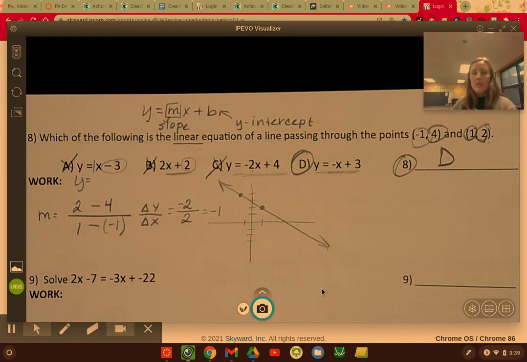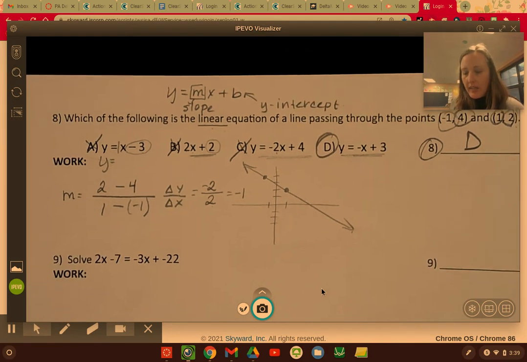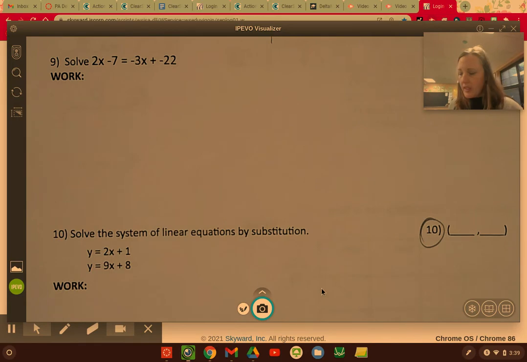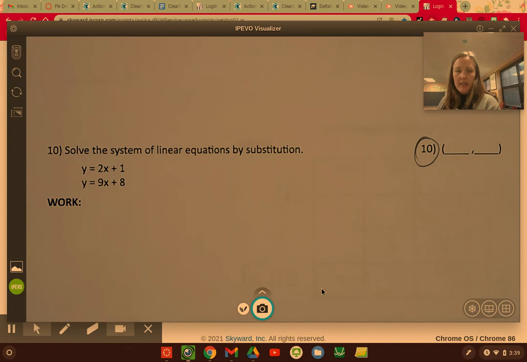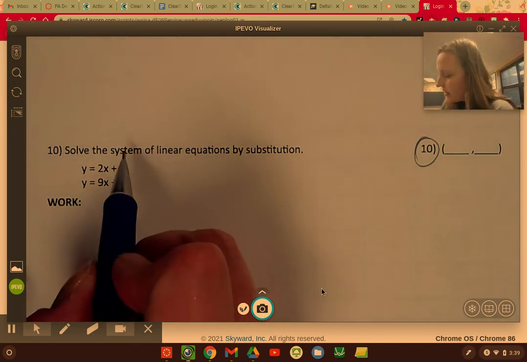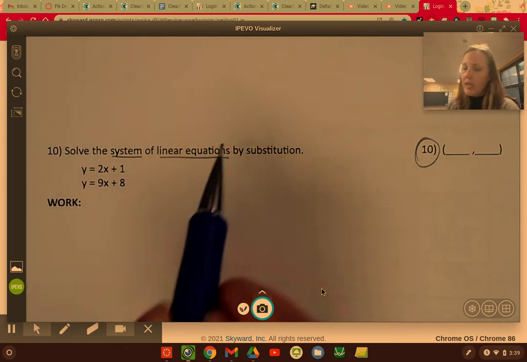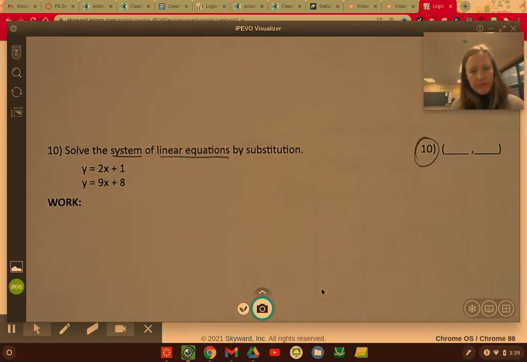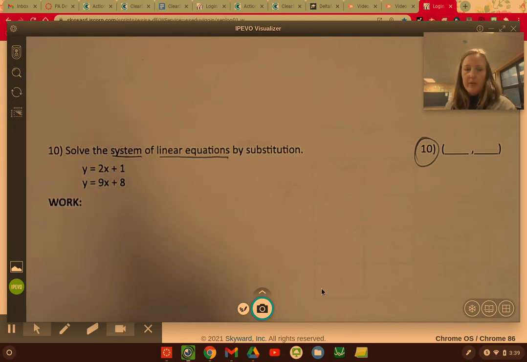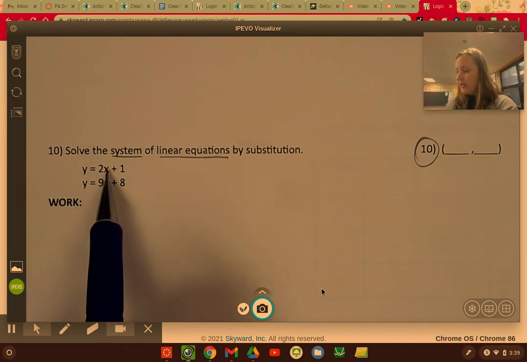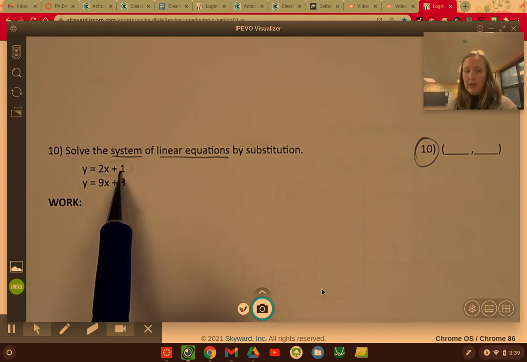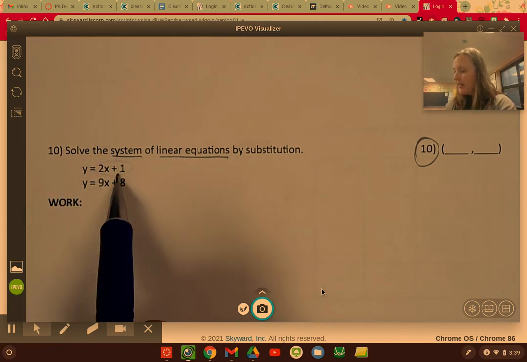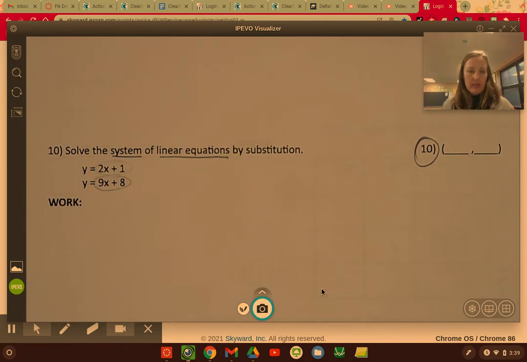Now, there's a little bit more we could have done to get it narrowed down, but I think we've done enough. So let's go ahead and move on to number 10. This is something that you haven't seen yet, okay? And it's talking about a system of linear equations. And basically what we're saying here is that we have some number y. Y is equal to this whole thing, right? Y is equal to this expression, and y is equal to this expression.